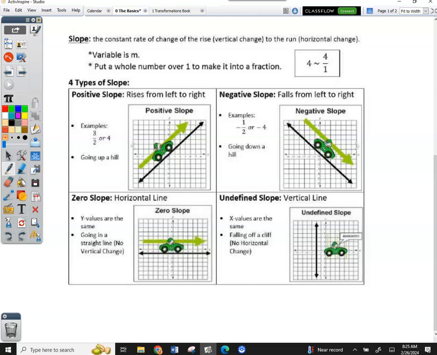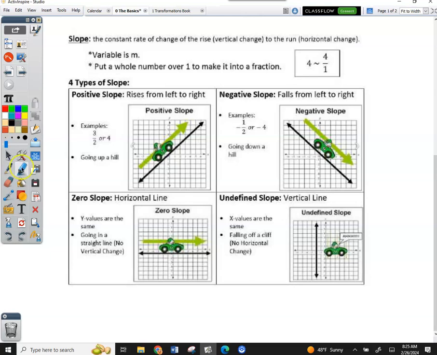This line here has a negative slope because as I start from the top left corner, as I go down, which is negative, then I go right, which is positive. What's a negative divided by a positive? Negative divided by a positive is what? A negative. So this has a negative slope.